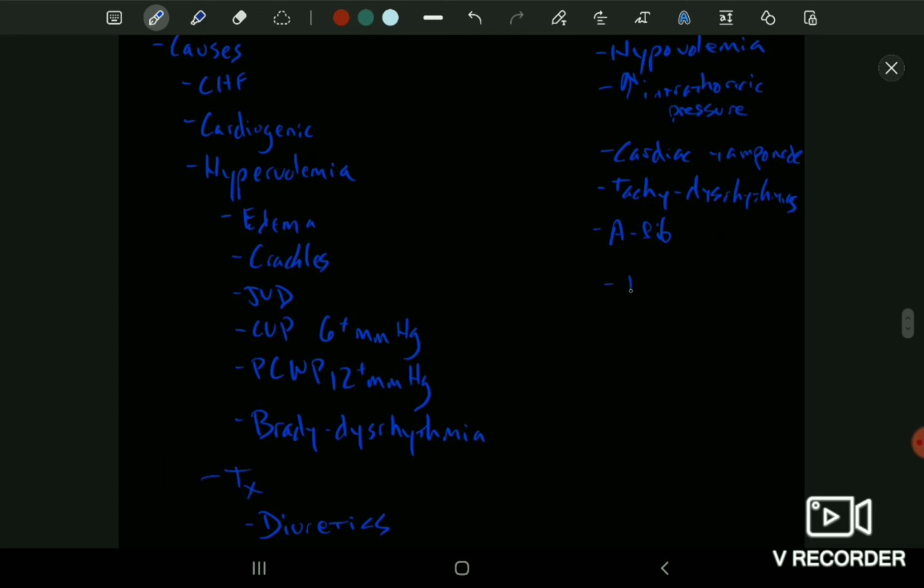So what are the treatments for this, for low preload? Fluid. Replace the fluid. If you don't have enough fluid, get more fluid in there. Normal saline, lactated ringers, whatever it may be, they just need more fluids.